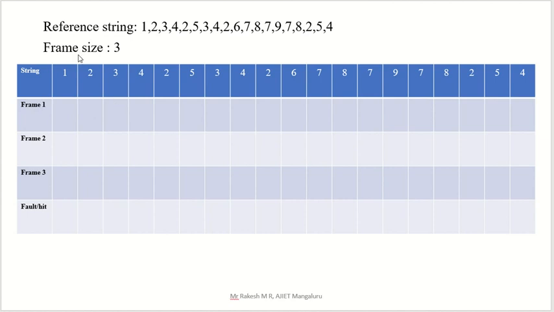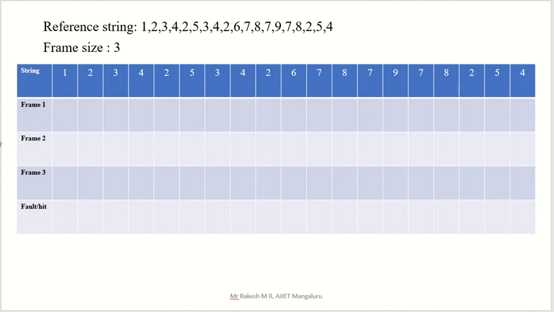Now the frame size is given. In the exam they will give different frame sizes like 3, 4, 2, 5. Here, for example, the frame size is 3. Frame size 3 means we have 3 frames. Frame size 4 means 4 frames, 5 means 5, 2 means 2 frames. Here we have a string, and whatever string is given, we have to write it all here.